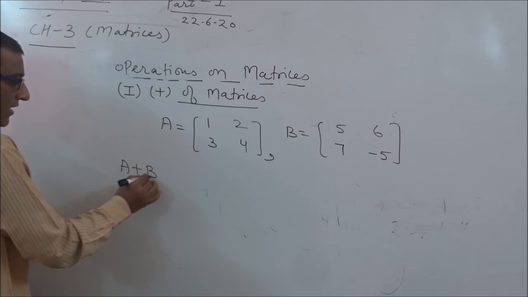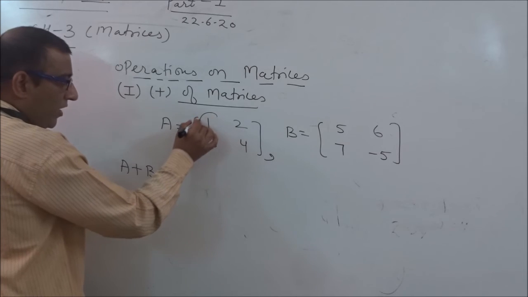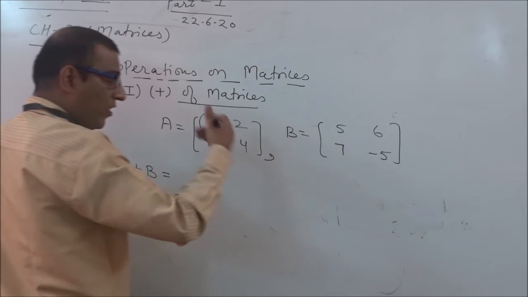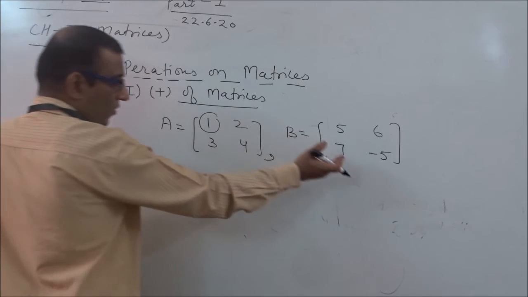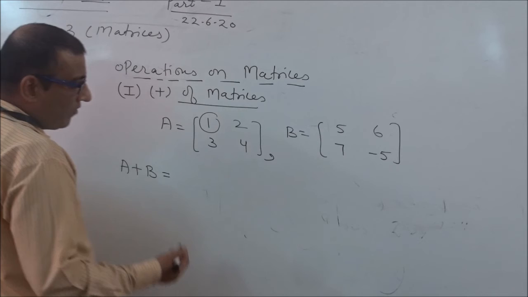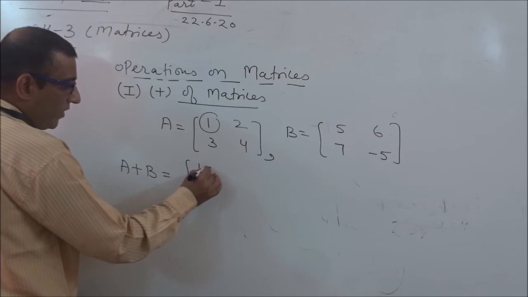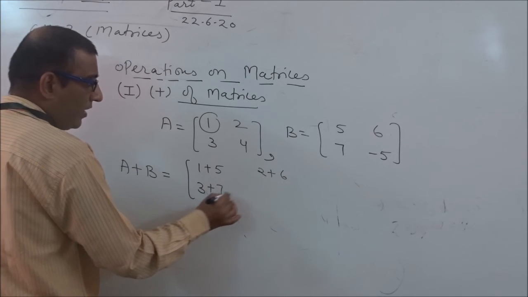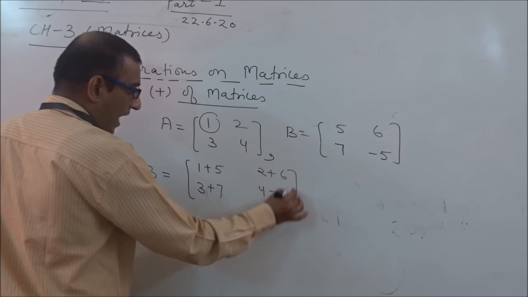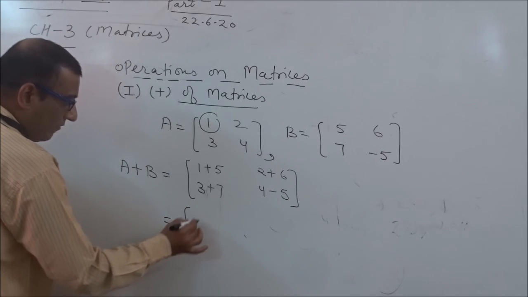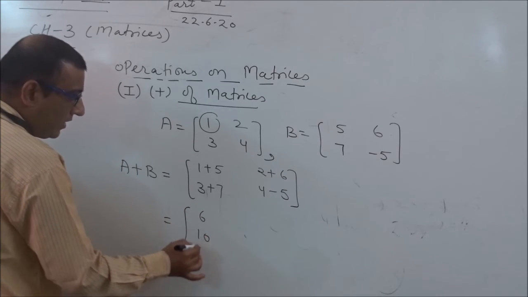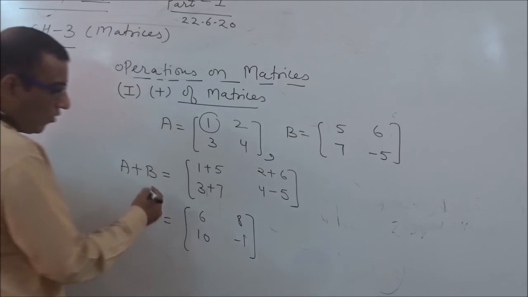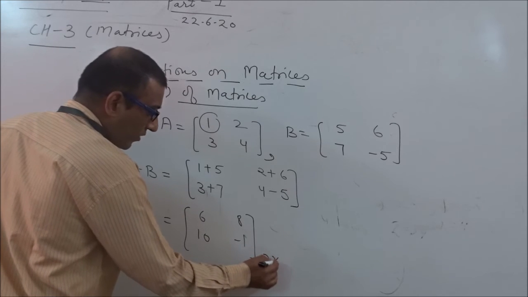And how will we add? A plus B equals: the corresponding element of 1 is 5, the corresponding element of 2 is 6, the corresponding element of 3 is 7 and the corresponding element of 4 is -5. Now we will add it. 1 added with 5, 2 with 6, 3 with 7 and 4 with -5, and then we will solve it. What will we get? We will get 6, 8, 10 and -1. And if you notice here, the order of this result is again 2 by 2.